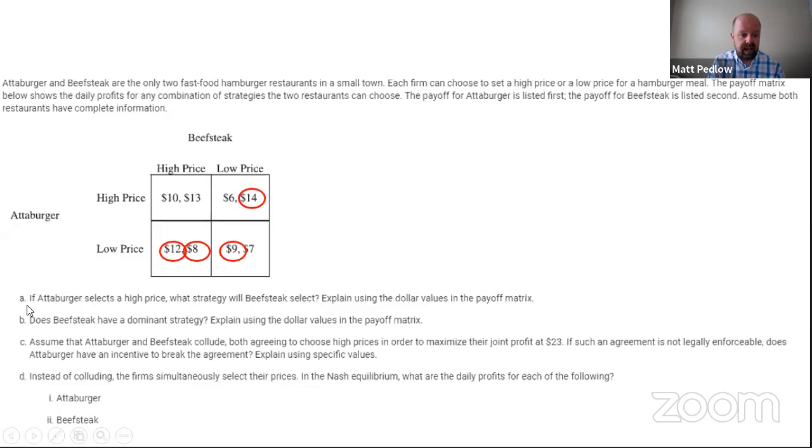So A, and this is just how you do this, if Ataburger sets a high price, right, what strategy will Beefsteak select? So you put low because 14 is better than 13. So if they go high, 14 is better than 13. And you already have this drawn, right? So it's easy. B, does Beefsteak have a dominant strategy?